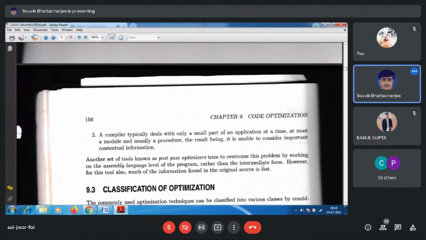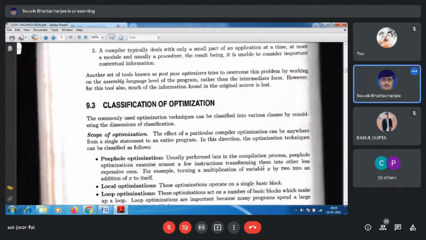If your code contains several modules and the compiler works on one module at a time, then mostly code optimizations are basically local optimization, that is, module by module optimization. This may not reflect the proper optimization if you consider the entire program at a time. But the compiler mostly does not do these things, that is, considering all the modules or the entire program at a time. This may be another problem.